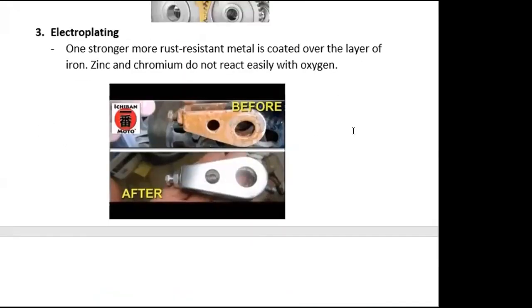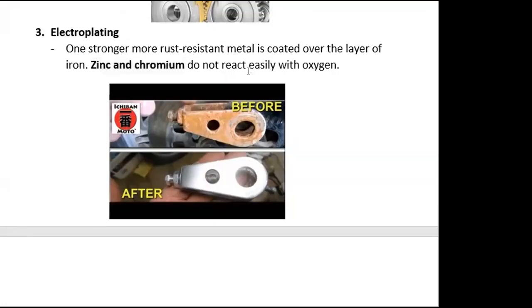And then the third way is electroplating. Now this you see everywhere you go, right? Your taps are electroplated. The doorknobs are electroplated. Your folders are electroplated. And what exactly is electroplating? We basically cover one layer of metal with a stronger, more rust-resistant layer, and that's usually with the elements zinc or chromium.